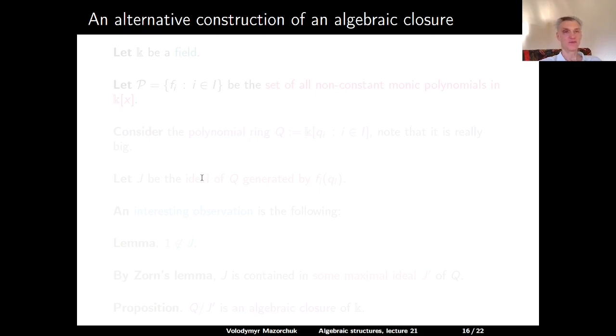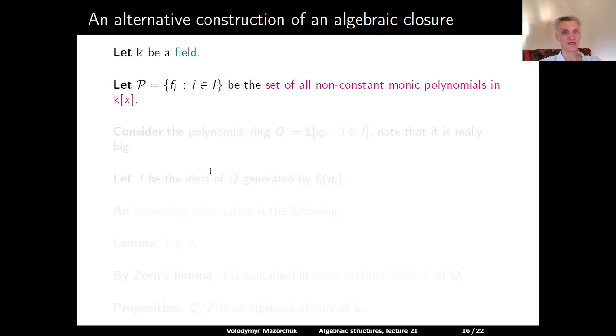Here's an alternative, maybe more direct construction of an algebraic closure. Let K be a field, and let P be the set of all non-constant monic polynomials over K. So the polynomials are f_i, where i goes through some indexing set I. Let us consider the polynomial ring Q, the ring of all polynomials with coefficients in K, with variables q_i, where i belongs to the same indexing set. So this is a polynomial ring in a huge number of variables. This is a really big ring.